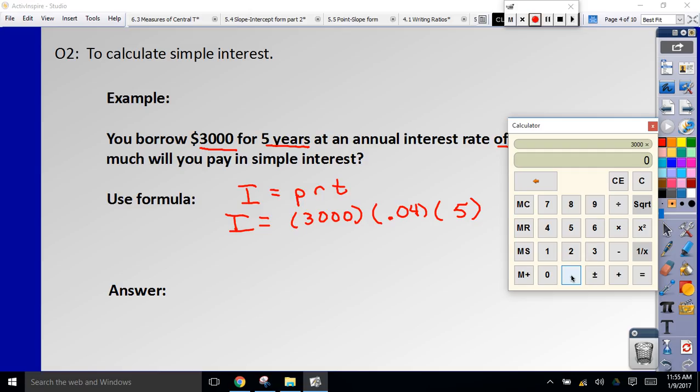3,000 times 0.04 times 5 equals 600. So the answer is $600. So you're going to pay that much in interest over the course of the loan.